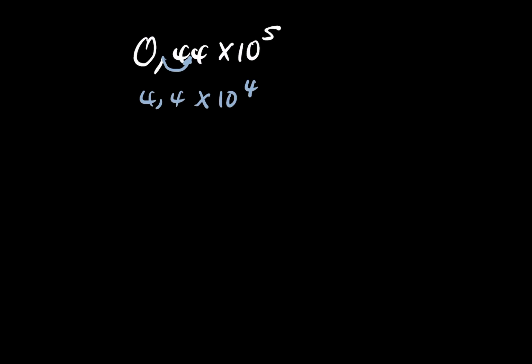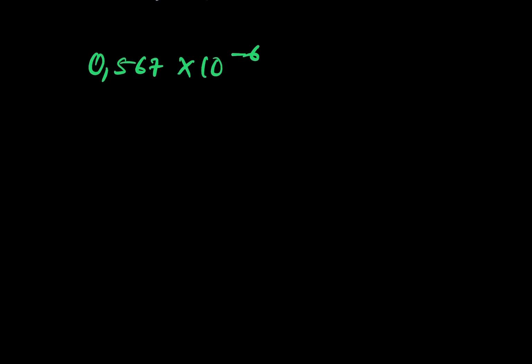Okay, one more example. If I have 0,567 multiplied by 10 to the power negative 6. Look at this one now. So this 0 here must be between what? 1 and 10. I'm going to move 1 unit to the right there. So that is 5,67. But to the exponent, I must subtract 1 from that, okay? So if I take away 1 from negative 6, it's going to be negative 7. Okay, you subtract 1 from that power, it's going to give you that one.